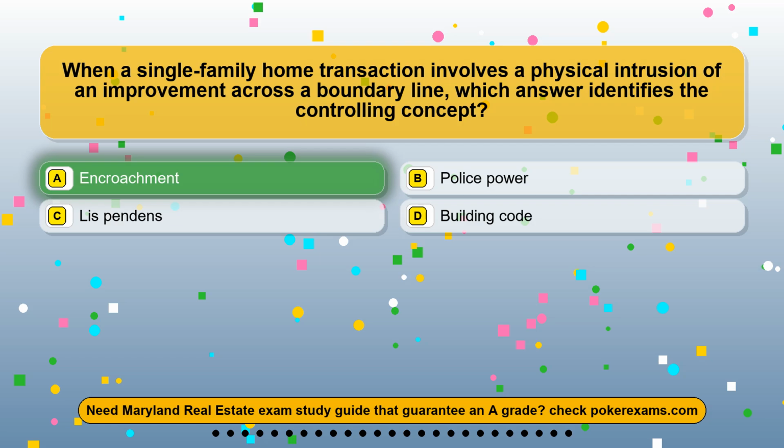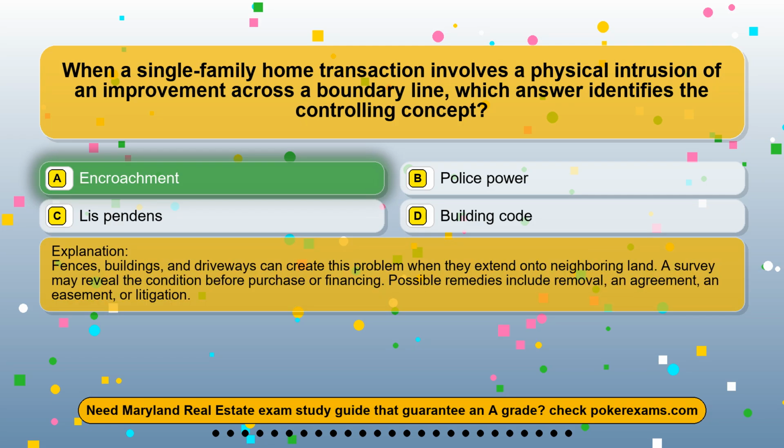The correct answer is option A, encroachment. Fences, buildings, and driveways can create this problem when they extend onto neighboring land. A survey may reveal the condition before purchase or financing. Possible remedies include removal, an agreement, an easement, or litigation.